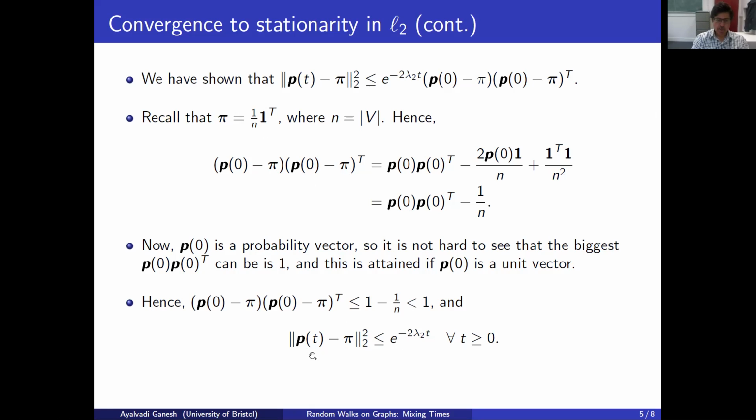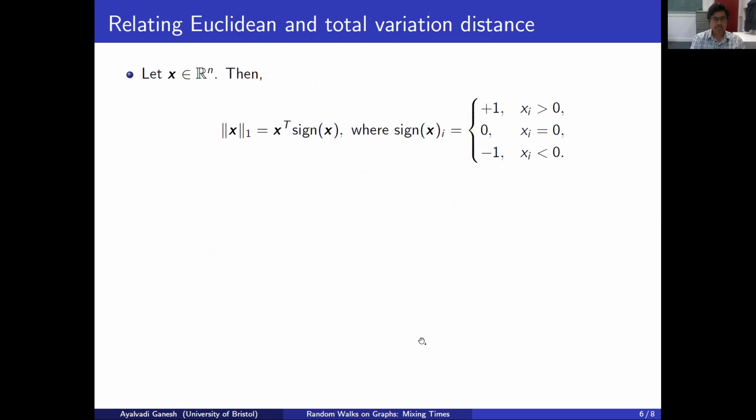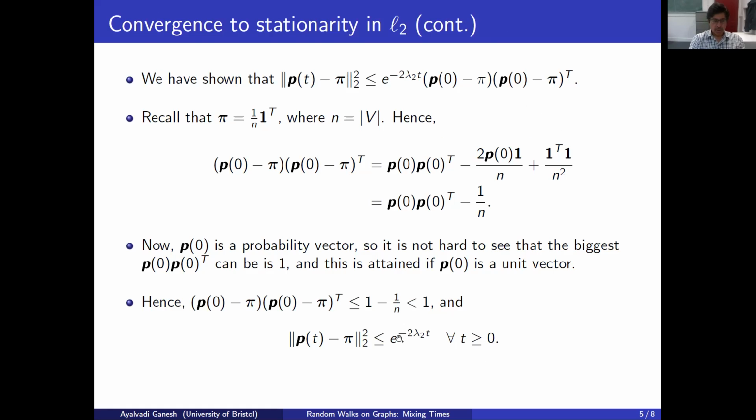And the main thing I want you to notice is that this says that the Euclidean distance between the distribution of the random walk at time t and its invariant distribution decays exponentially. So it goes to 0 like e to some negative number times t. And the rate at which it decays to 0 is given by the second eigenvalue lambda 2. So this tells us how quickly the Euclidean distance decays to 0.